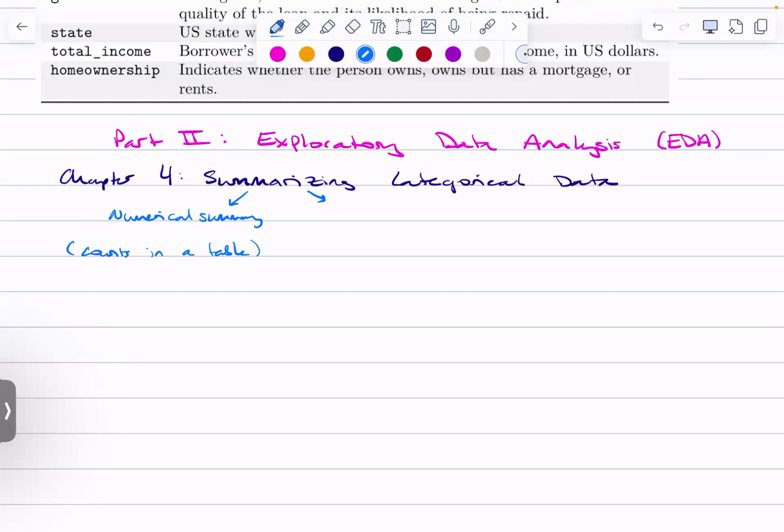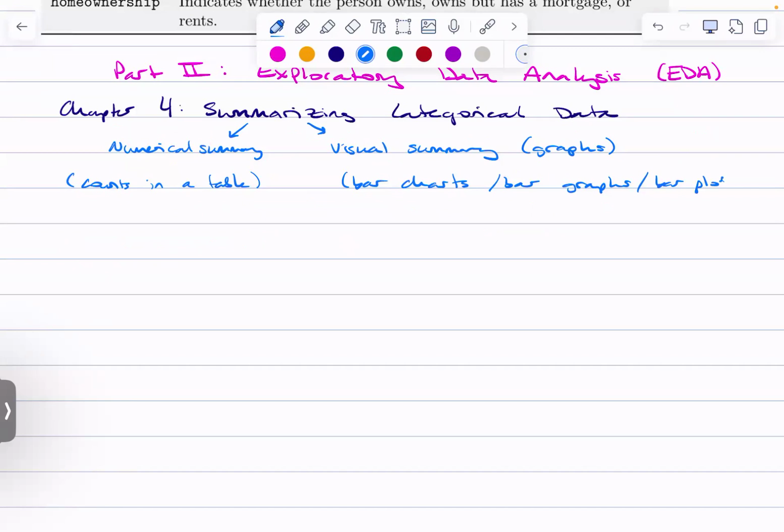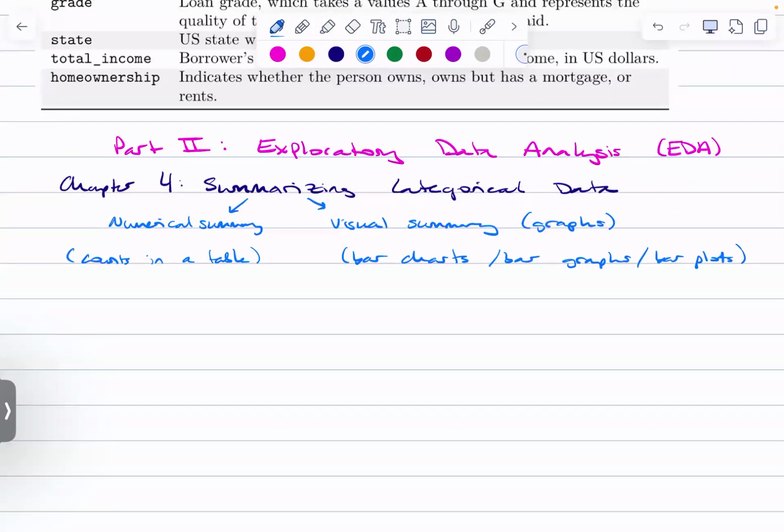And we can also do a visual summary, so graphs in general. For us in this course for categorical data, we're going to focus on bar charts or bar graphs, if you prefer, or bar plots. I never throw that one in there. Charts, graphs, plots, they're all the same, and whether you make it 2 words or 1, they all mean the same thing. We've already seen bar charts last week, where we have a bar for each of the categories indicating the count.